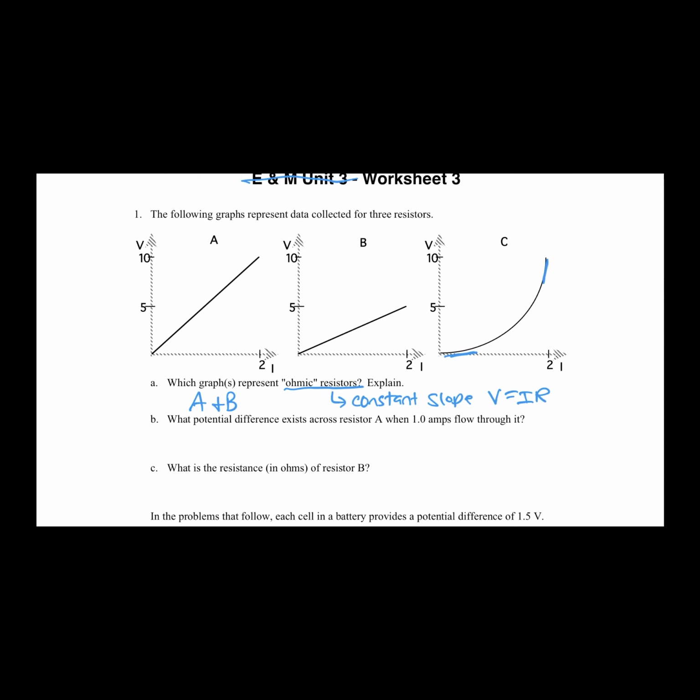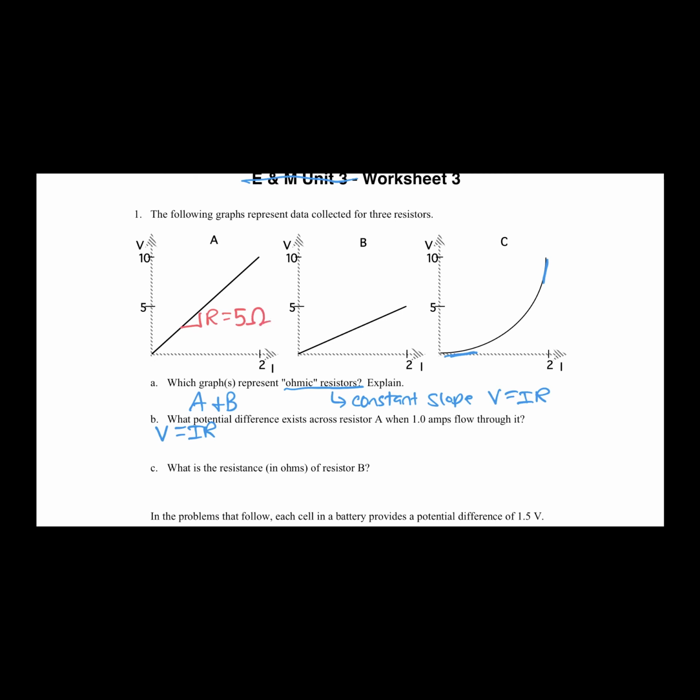It tends to be things that heat up as you add more current to them. All right, the next part asks about potential difference. We're going to use Ohm's law for this. So the voltage is equal to the current times resistance. And this is one where it helps to know what the slope is, or the resistance. Let's look at resistor A. If I look at the slope, or the resistance, for every 10 volts I have 2 amps flowing through it. So this is going to be 10 over 2, or 5 ohms.